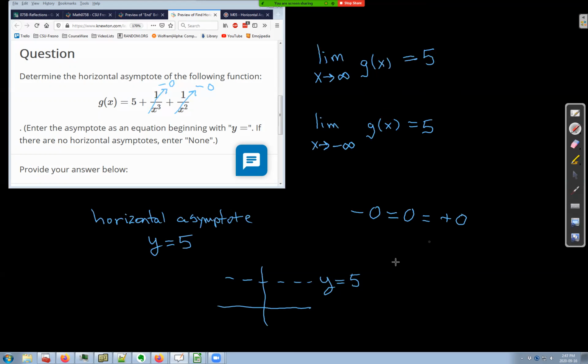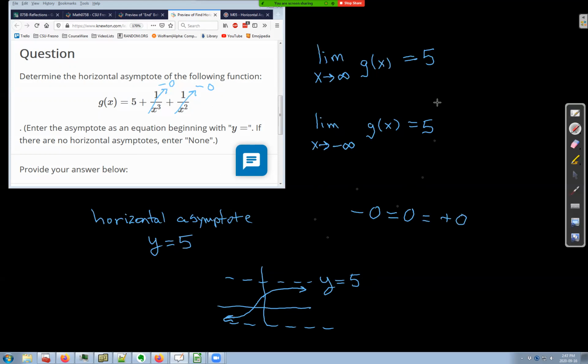So it's possible for a function to look like this, where, I mean, our function doesn't look like this. So just to be clear, this function does not look like this, but just theoretically, there are functions that look like this, where you get one number when you go to the right, and you get a different number when you go to the left.